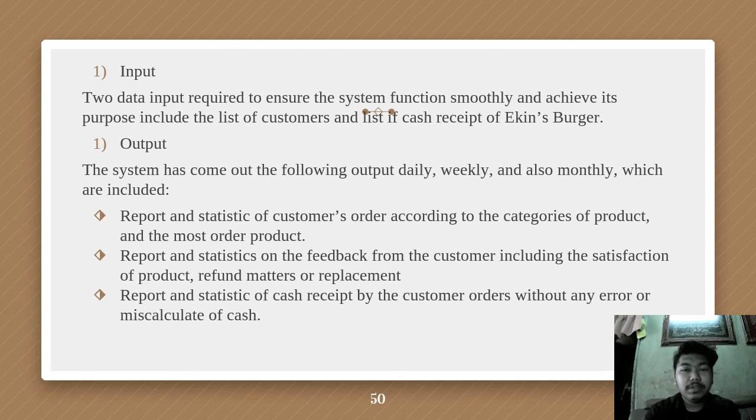And also number 2, the output. We have 3 items. First is the recording and statistic of customer orders, and then number 2, report and statistic of feedback from the customer on the satisfaction of the product, refund method, and also replacement. And number 3, reports and statistic of cash received from the customer.